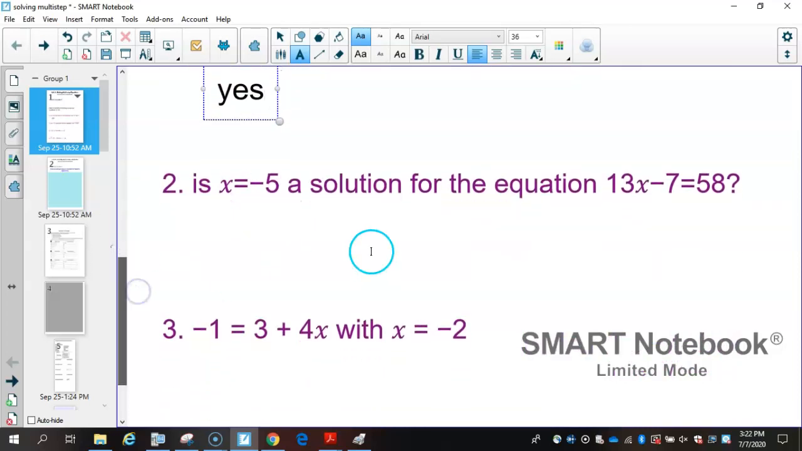Now let's think about number 2. It's almost the exact same problem. The only thing that has changed is this is now -5. Do you think this is going to be a solution? Take a second, try it on your own, and pause the video if needed.